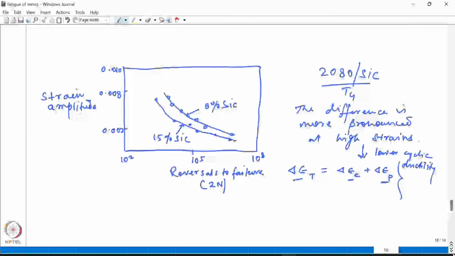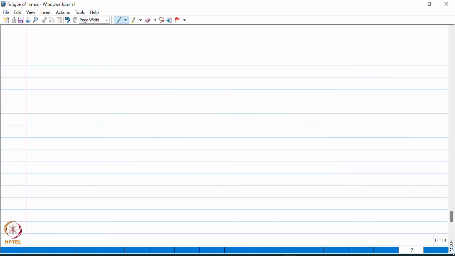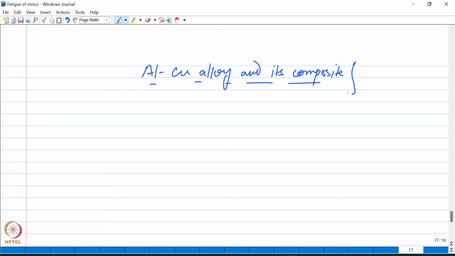Okay. So this total plastic strain can be also graphically represented if we look at the stress strain loops which develop during this kind of fatigue tests. And we can again take an example. So let's take this alloy and its composite, this aluminium copper alloy. And let's look at their stress strain loops and see where is the plastic strain more, whether it is in the alloy or it is in the composite.